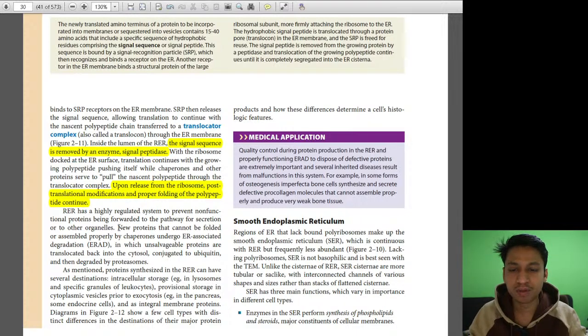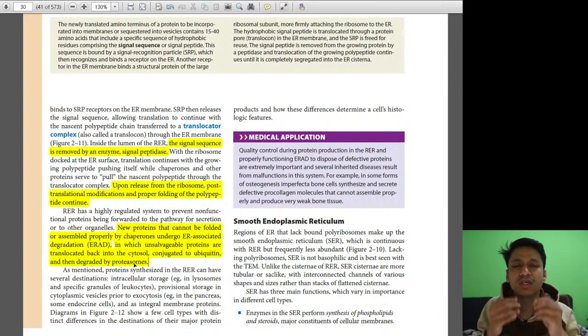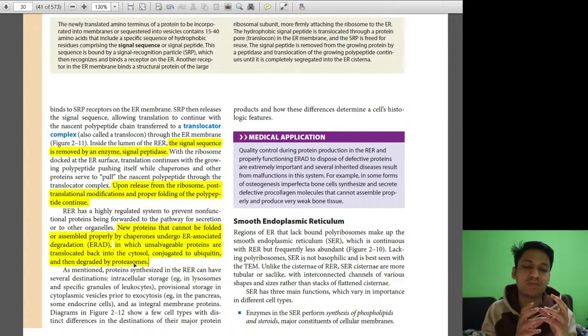So this is an important line, that new proteins that cannot be folded or that cannot get assembled, they undergo a degradation process in which unsavable proteins are translocated back to cytoplasm, cytosol, conjugated to ubiquitin, and then degraded by proteasomes. So this is how the unusable proteins, the useless proteins which could not complete their finishing work, go to the cytoplasm. In cytoplasm we have a protein called ubiquitin, and it gets conjugated with the ubiquitin and goes further on for degradation with the help of proteasomes.